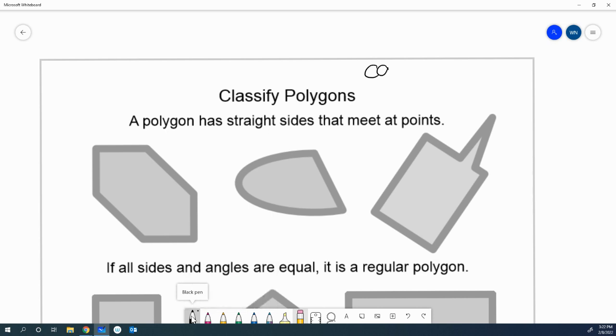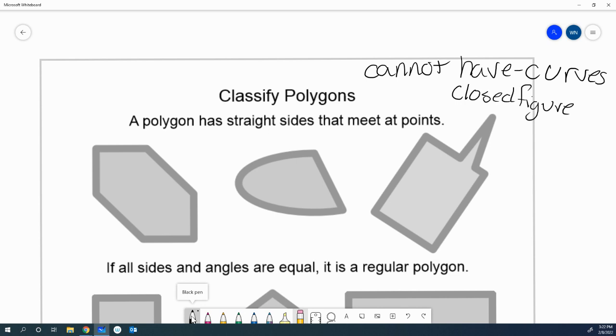Polygons cannot have any curves. No curves for a polygon. Their sides have to be straight, and there has to be at least three sides. So it's a closed figure. It has to be a closed figure. That means that the gray on the inside can't get out.